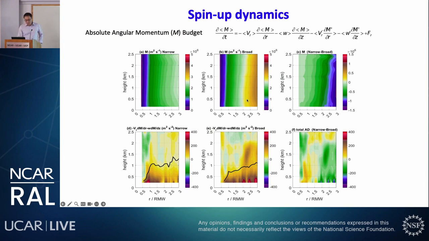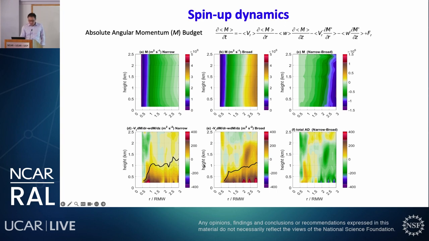Then I looked into some of the terms in the absolute angular momentum budget, because with the radar data I can only calculate the mean advection terms. Because these are composites, I use the composite to calculate the mean advection term. The upper panel shows the angular momentum, just showing that for the broader vortex we have much larger angular momentum in the outer core, as expected. The bottom panel shows the total mean advection.